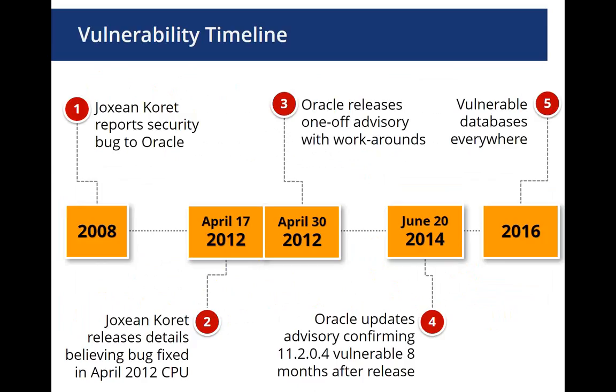So Oracle scrambled for a couple weeks and came up with a document and an advisory. They did a one-off database security advisory, which is very unusual for Oracle. Since 2005, when Oracle started doing the critical patch updates, there have only been one or two security advisories for the Oracle database that were not part of a CPU. So on April 30th, 2012, Oracle released some workarounds for 11.2.0.3 and prior versions of the database, because that's what was available at that date, on how to fix this bug.